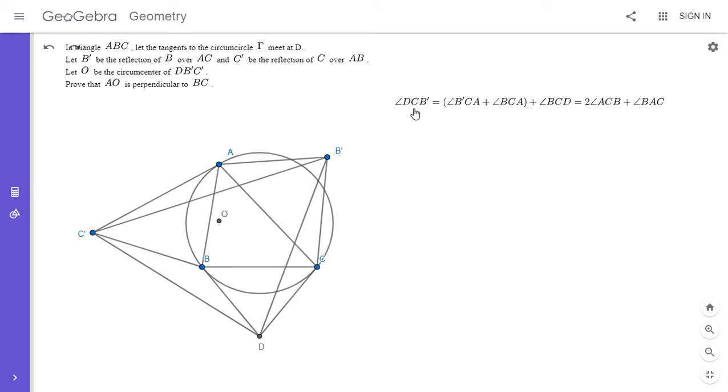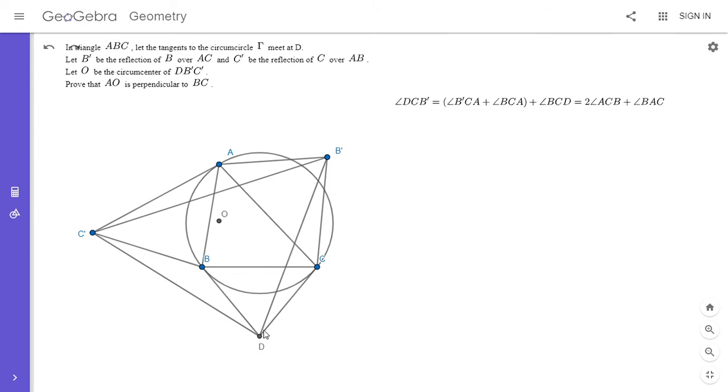Okay, so this angle DCB prime is equal to twice angle ACB plus angle BAC. I should mention I am assuming something about the configuration here. I'm assuming that basically DB prime intersects two of the sides of the triangle, whereas C prime D lies outside of the triangle. But the same idea would be true in a different configuration. We could still use a similar idea to show that angle DCB prime is equal to angle DBC prime.